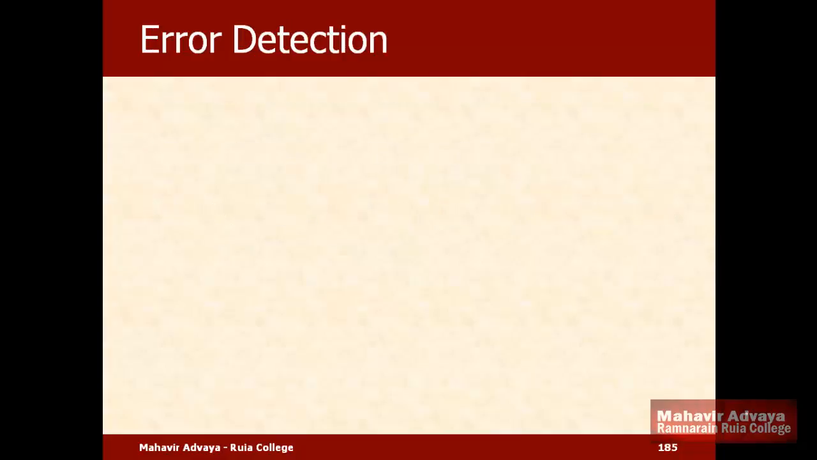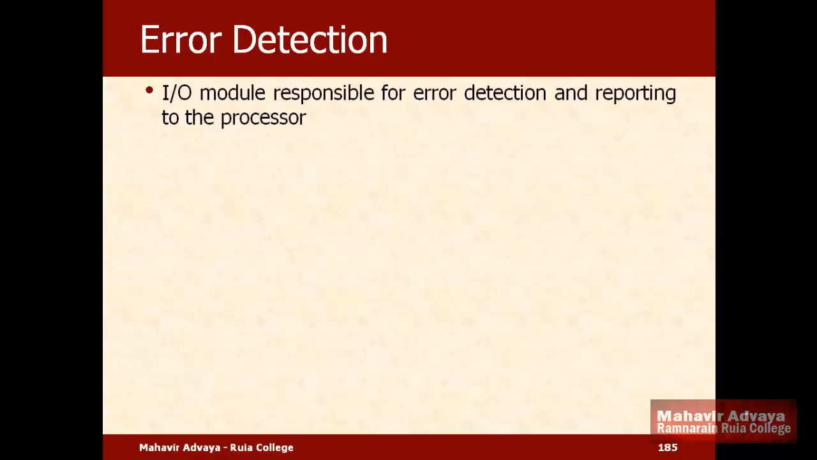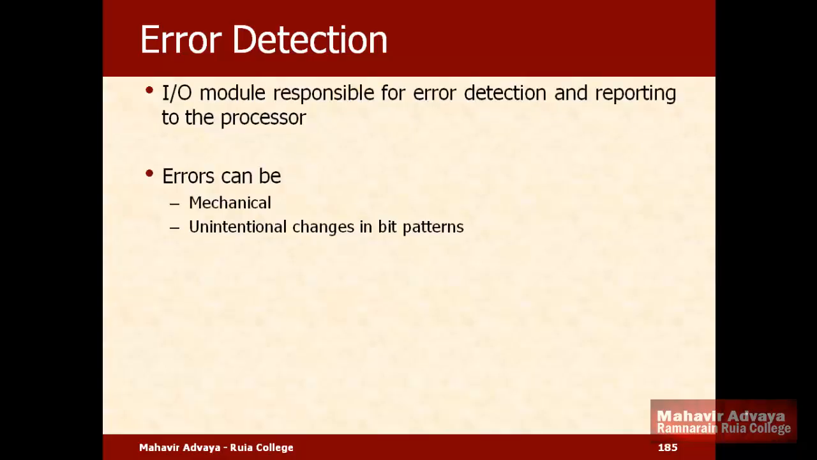The input output module is also responsible for detecting errors and reporting them to the processor. Errors can be mechanical. In case some device is not executing or there is some problem with the device, for example a paper jam in the printer, such mechanical errors are identified by the input output module and informed to the processor, and accordingly the actions are taken by the processor.